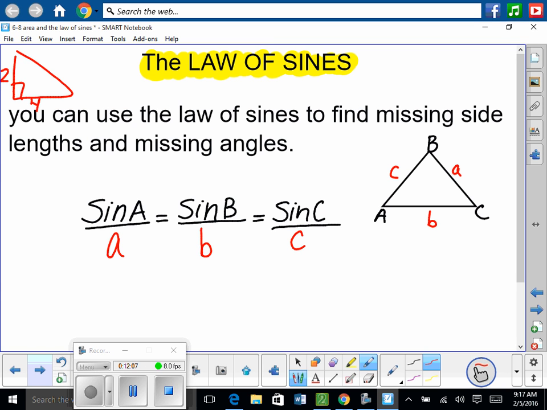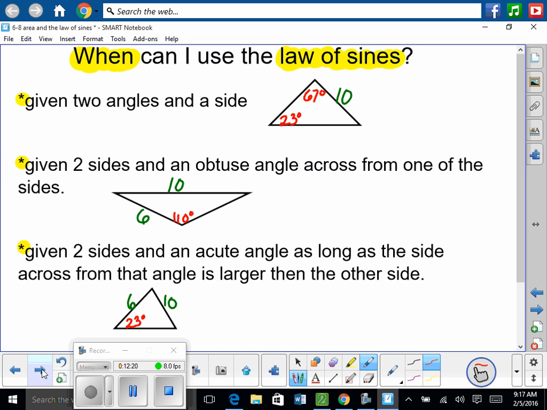So you would never use the right triangle Pythagorean theorem or right triangle trig to find missing side lengths unless you know for sure it's a right triangle. So now you know the law of sines, and that always works. Okay, so now these are the 3 times that you'll use the law of sines. If you're given 2 angles and a side, you'll use the law of sines. Any 2 angles and any one side.